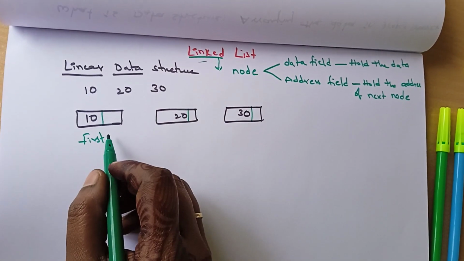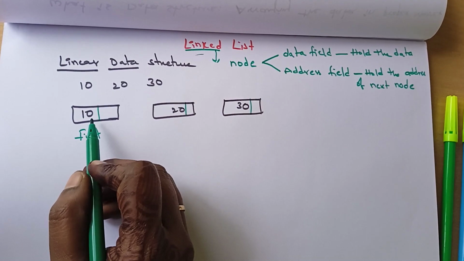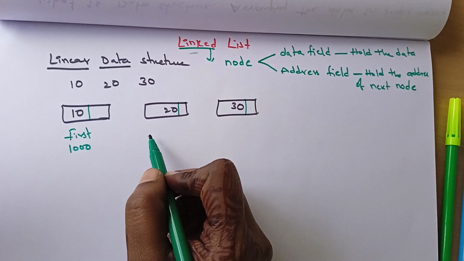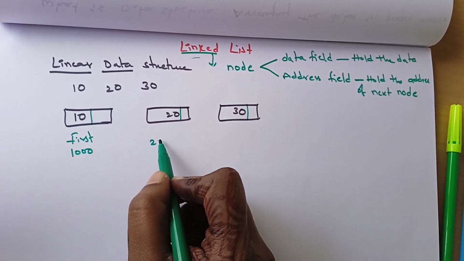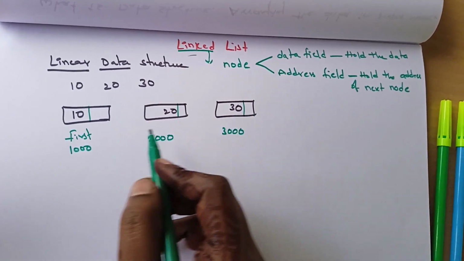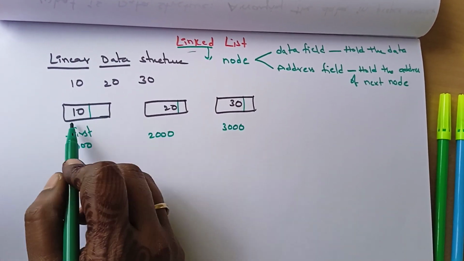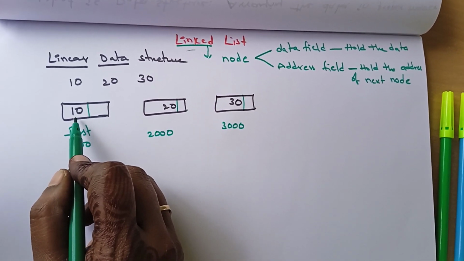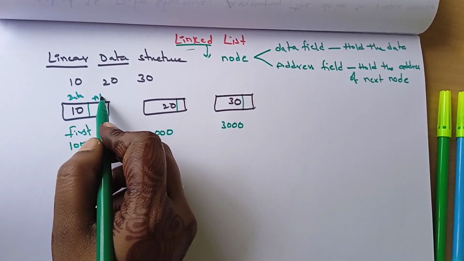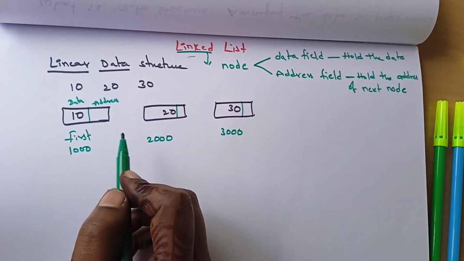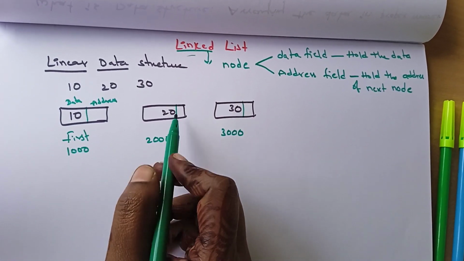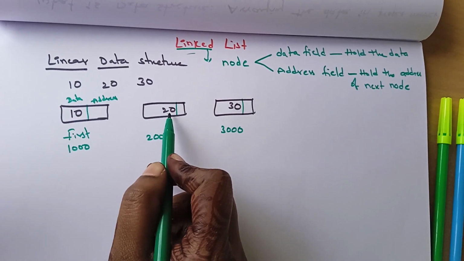Now let's see. Assume that this is my data, which is occupied at the 1000 location. The 20, as it is not in continuous memory locations, will be at around 2000, and the 30 is around 3000. Now, as the node has two fields, this is the data field, and this is the address field. Okay, right. Now the 2000 location stores a 20, which is my second element.